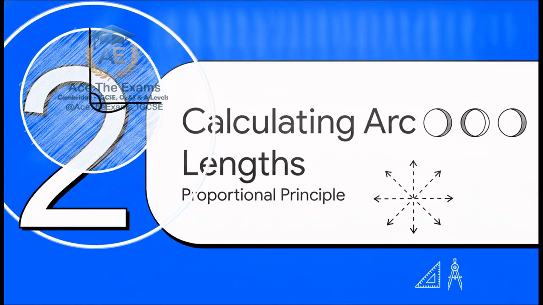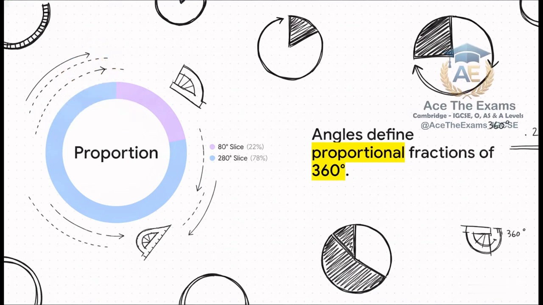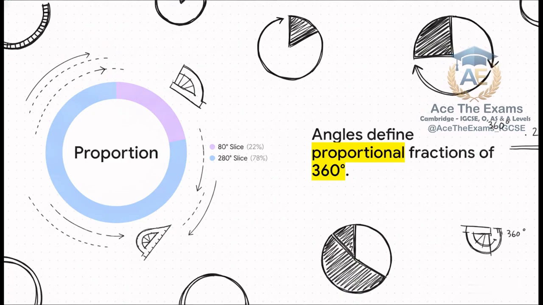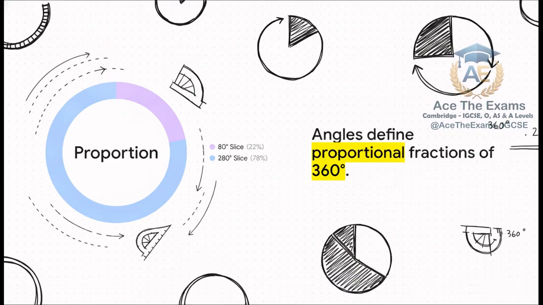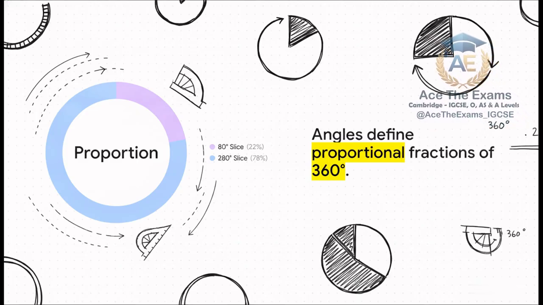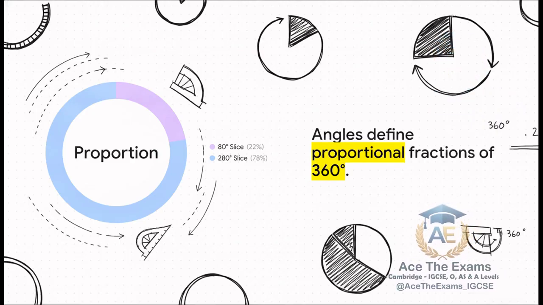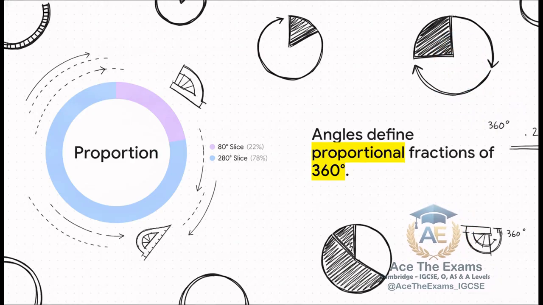Moving on to Section 2. Calculating arc lengths. The proportionality principle. The crucial point here is that these formulas aren't magic. They are grounded entirely in simple proportion. Take a look at this donut chart. We have an 80-degree slice and a 280-degree slice. The absolute core anchor for all our calculations today is this. The size of any arc or sector is always determined by its angle out of the full 360 degrees of a circle. It's just a fraction.